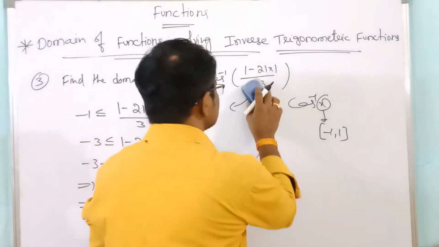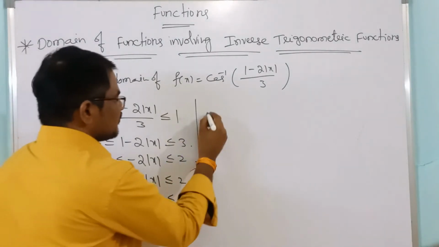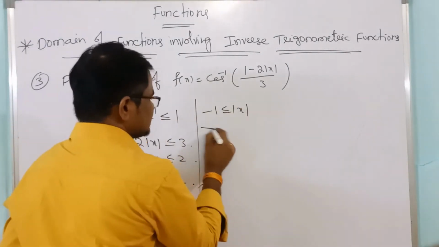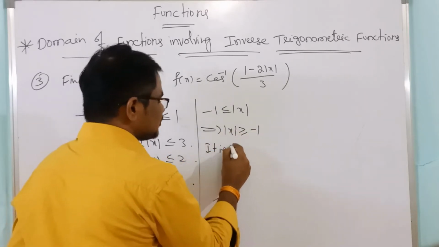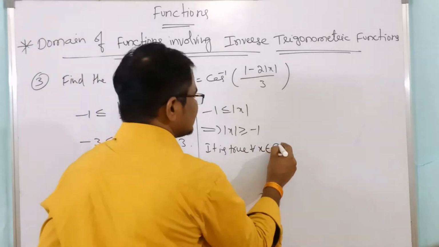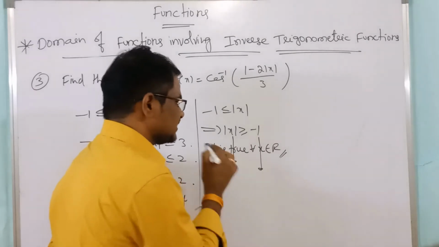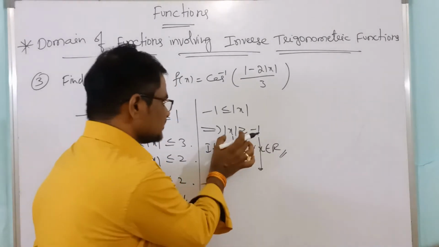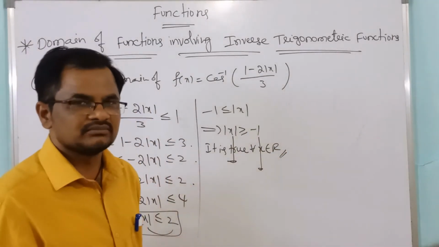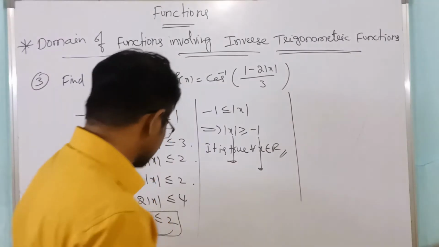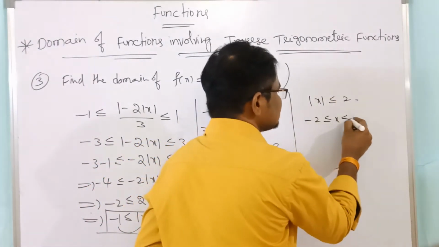You take the first condition. What is the first one? Minus 1 less than or equal to mod x. That implies mod x greater than or equal to minus 1. It is true for all the real numbers, because mod x is non-negative. So definitely it is greater than or equal to minus 1 for all the real numbers. Next, come to the second one. That is mod x less than or equal to 2, means minus 2 less than or equal to x less than or equal to 2.